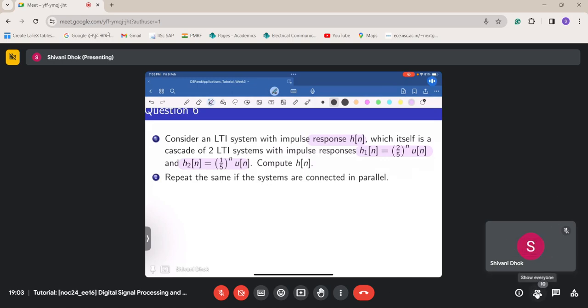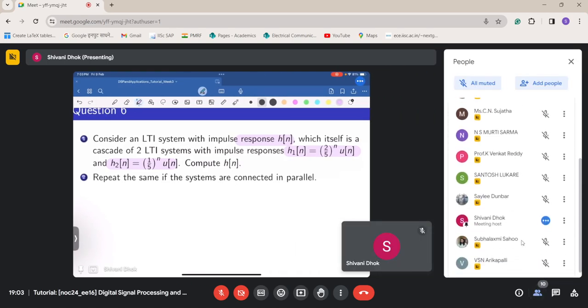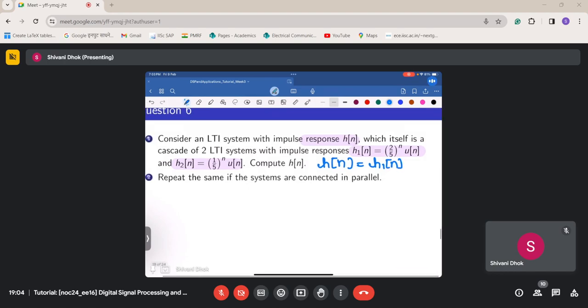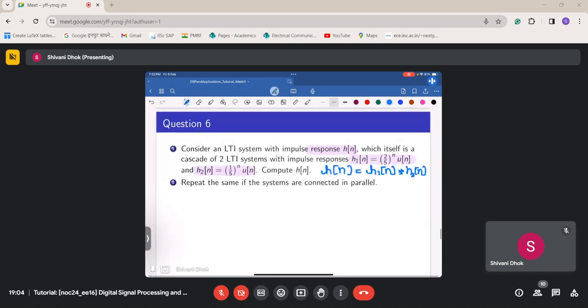Okay. So since it is in cascade, this h of n is equal to h1 of n convolved with h2 of n. So we need to find out this convolution. But before going on with this part, let us simply finish off answering the second part as well.